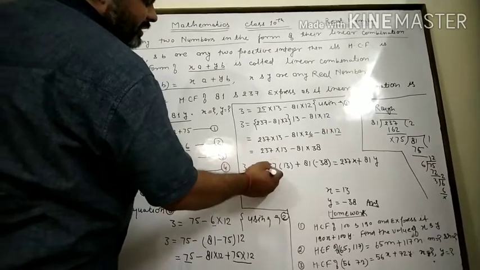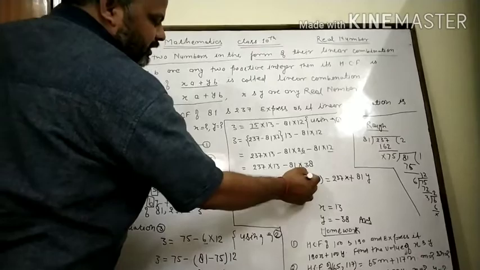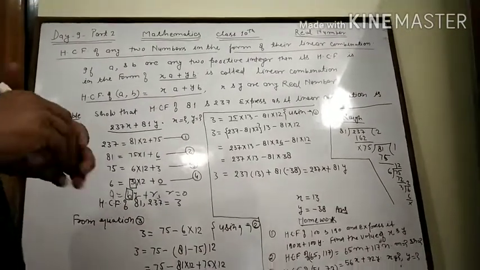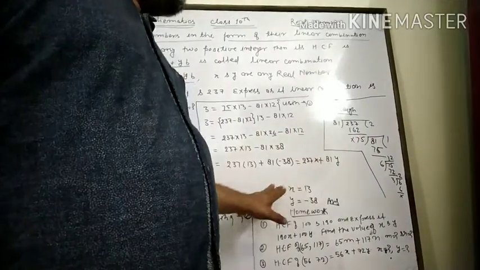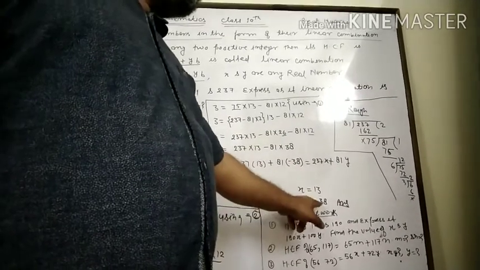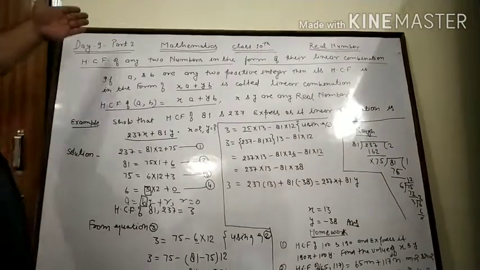Now it is written as 237 into 13 plus 81 in bracket minus 38. And is it equal to 237x plus 81y? If you compare, then we get x is equal to 13 and y is equal to minus 38. Okay, you see once more.